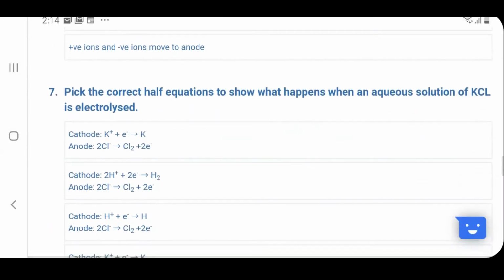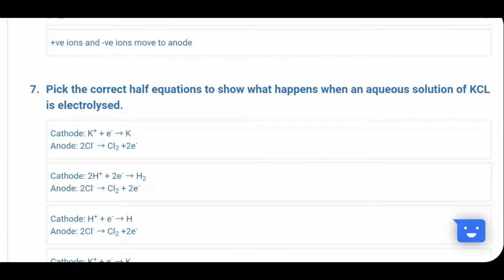Pick the correct half equation to show what happens when an aqueous solution of potassium chloride is electrolyzed. Remember we said what happens in terms of, if you have hydrogen in solution compared to the others, what happens?